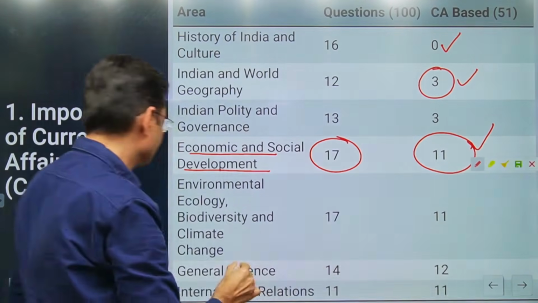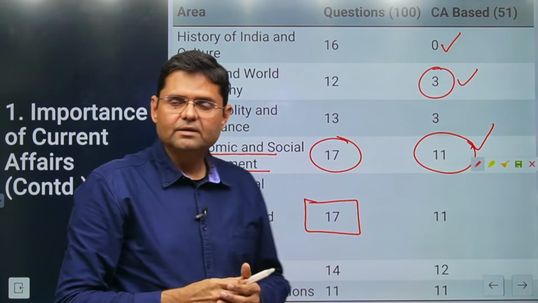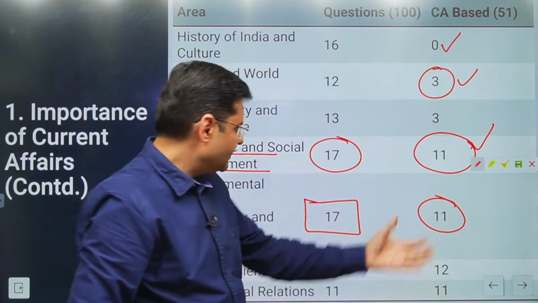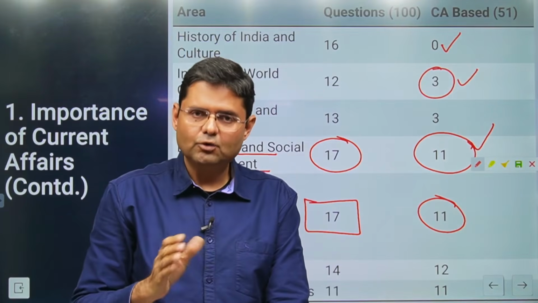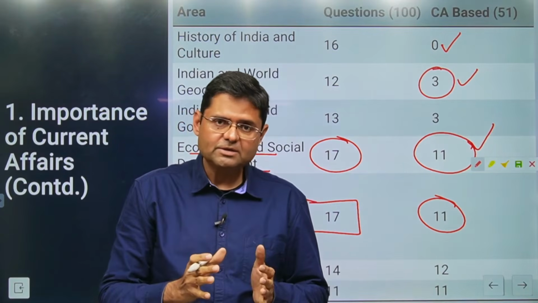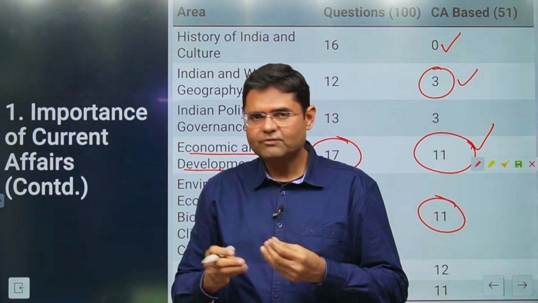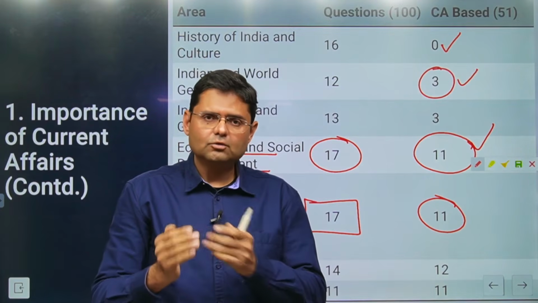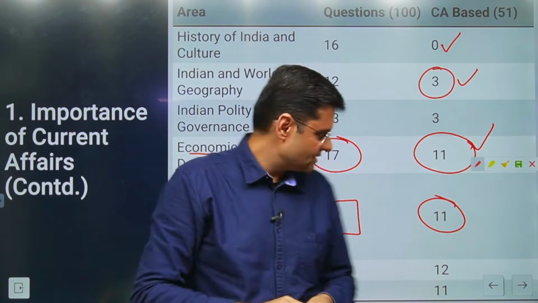Now let us see how many questions were asked on environmental ecology. 17. What about 11 questions out of 17? They were entirely based on current affairs. Barring a few questions which were related to location, even a few location-based questions were based on current affairs. But then there were some questions which were from the core biological aspect of environmental ecology, or some location question which at least I could not correlate to what would have happened in the recent past. Yet 11 out of 17 questions.